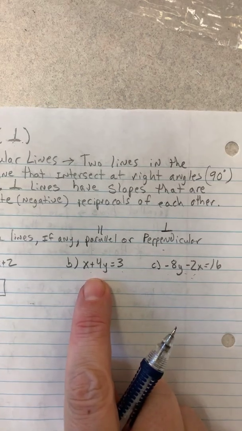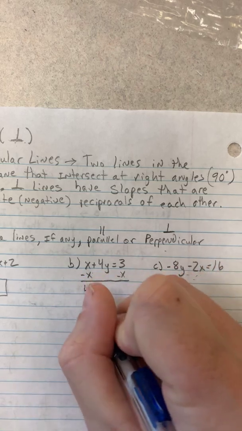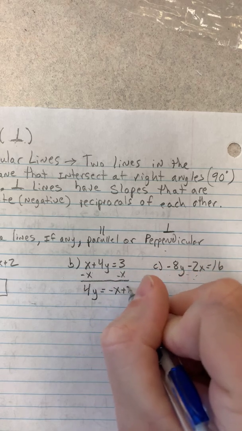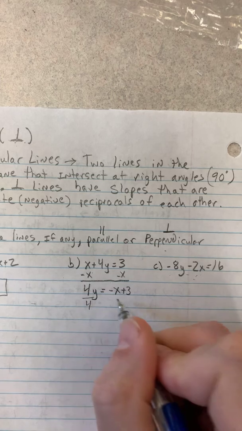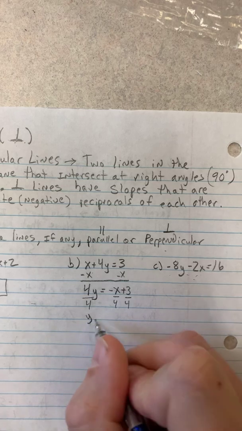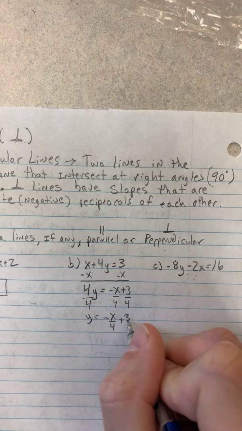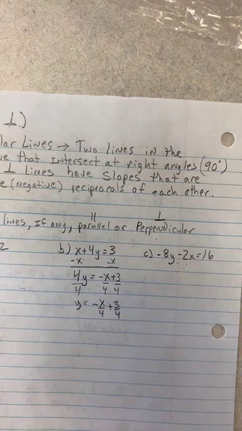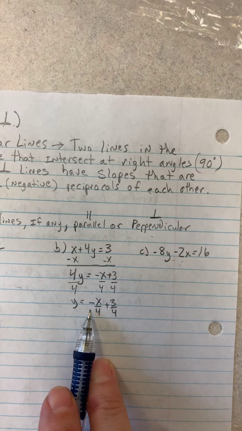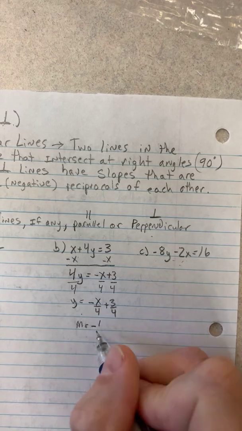In order to find the slope here, I would solve for y, which means I will subtract x. 4y then would equal negative x plus 3. I would divide everything by 4. y then is equal to negative x over 4 plus 3/4. Here's my slope. Remember, dividing by 4 is like multiplying by 1/4. So my slope is negative 1/4.